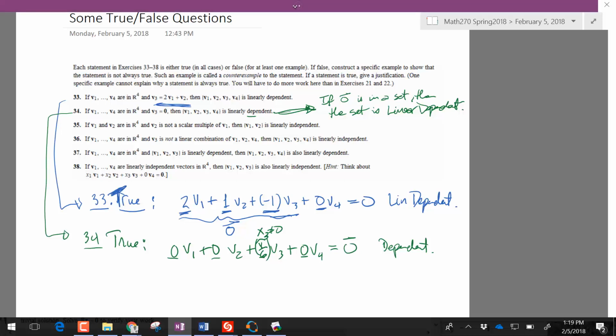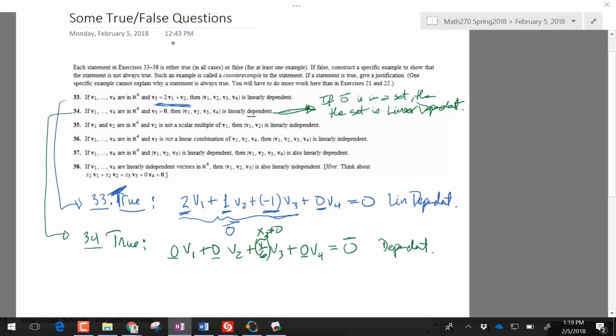All right, let's do another one. Number 35. We have two vectors, v1 and v2 in R4, and v2 is not a scalar multiple of v1. Is this linearly independent? So we have two vectors in R4, and one of them is not a scalar multiple of the other. Then are those two vectors linearly independent? Well, let's assume that's not equal to 0. Yeah, that's true.